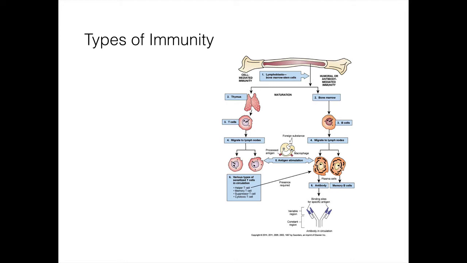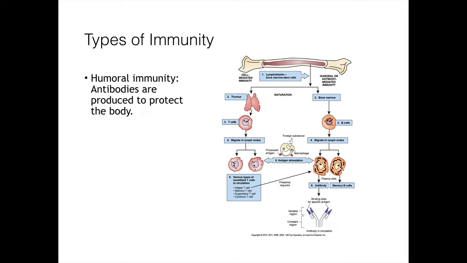Okay, so here's the story. We've got humoral immunity, and that relies on the antibodies being produced to protect the body. On the right side of the picture, you see the lymphoblasts from the bone marrow, basically bone marrow stem cells, which are going to either leave the bone marrow, go to the thymus, and mature and ultimately become T cells, or we're going to go the other direction. We're going to stay in the bone marrow. They're going to mature as B cells, and then once they are released, they're going to migrate to the lymph tissue, and they're going to hang out there until they get told what to do, right?